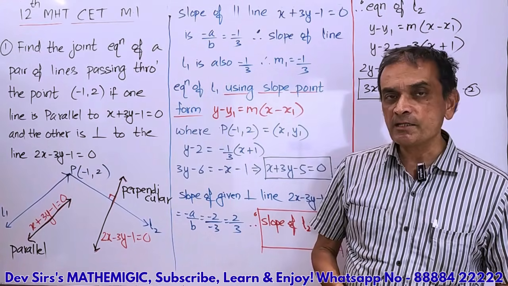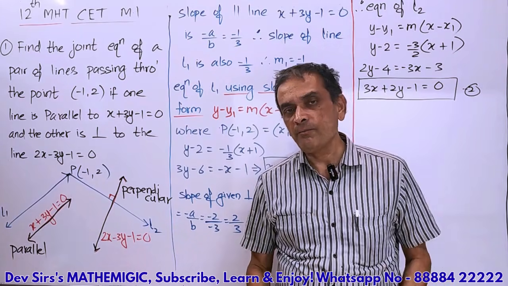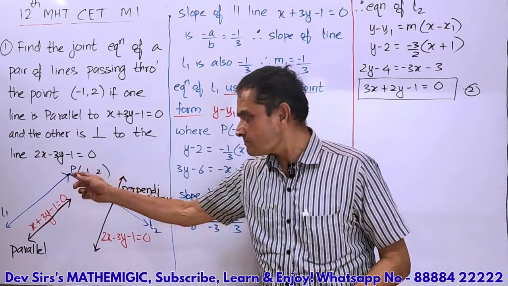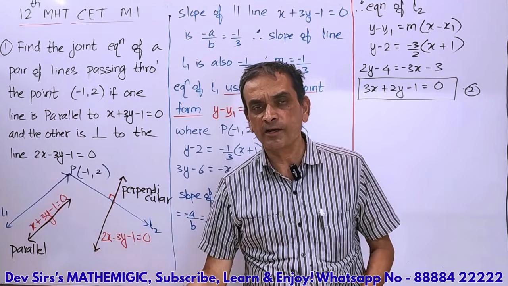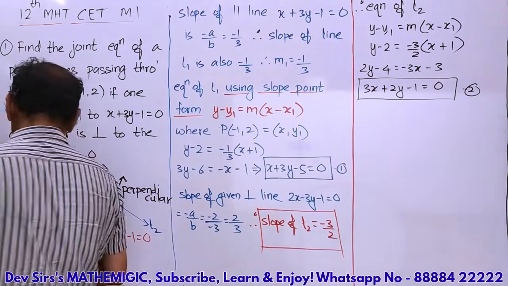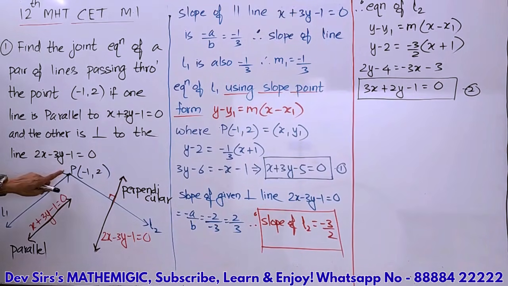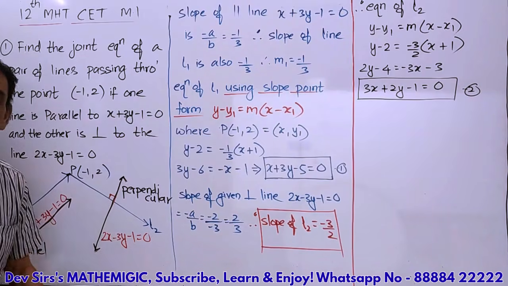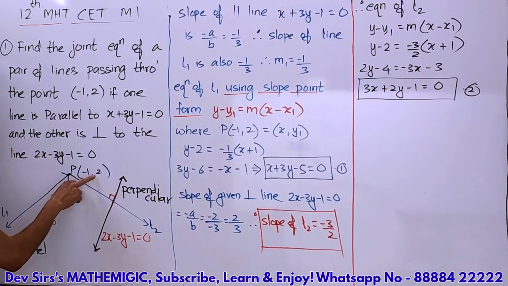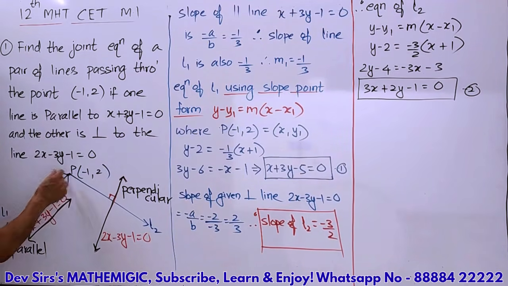Now for your understanding, I have drawn the diagram. In the exam, no need to draw the diagram. If you want, you can just show it roughly for your understanding and then solve. So these are the two lines L1 and L2, not passing through the origin but passing through some other point like -1, 2, right? Okay, and such that one line, supposing L1, is parallel to this line.